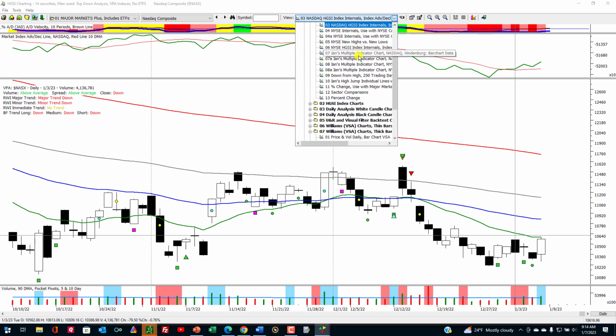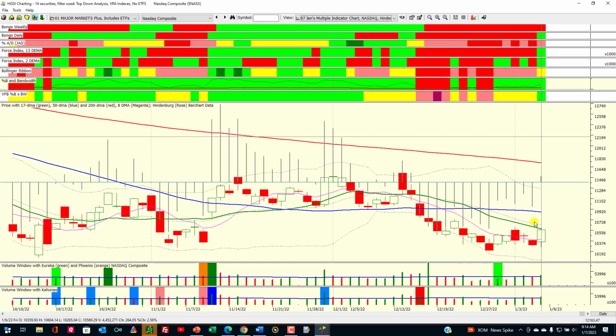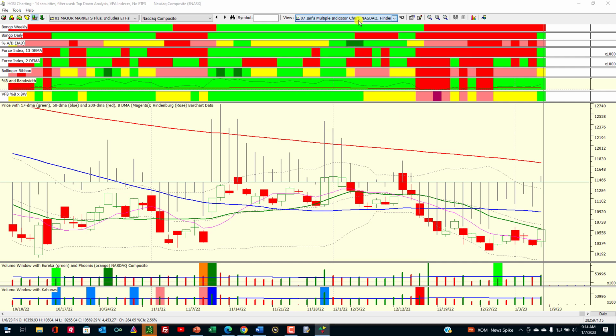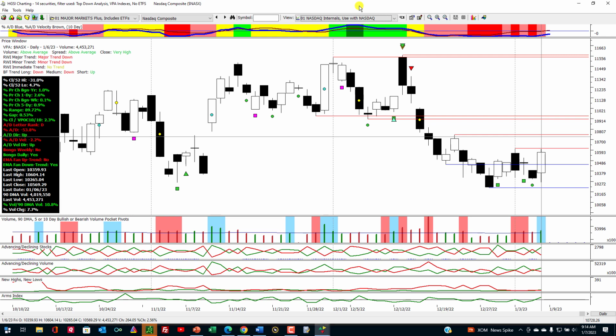Now let's quickly drop down to Ian's multiple indicator chart for the NASDAQ, and you can see that there was no eureka yesterday, and the Bongo Weekly is still negative. So once again, we're going to have to see more for this to become an uptrend.